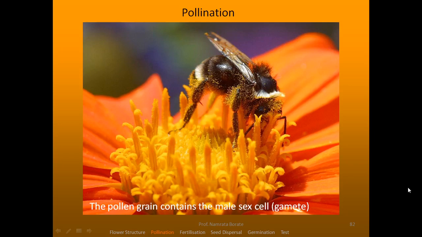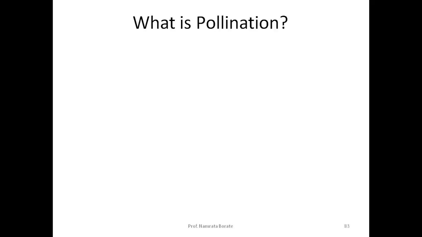Dear student, in the last video we discussed the structure of the ovule and megasporogenesis, that is the development of the female gametophyte. Today we will discuss pollination and types of pollination. So let's start. First point, that is pollination.